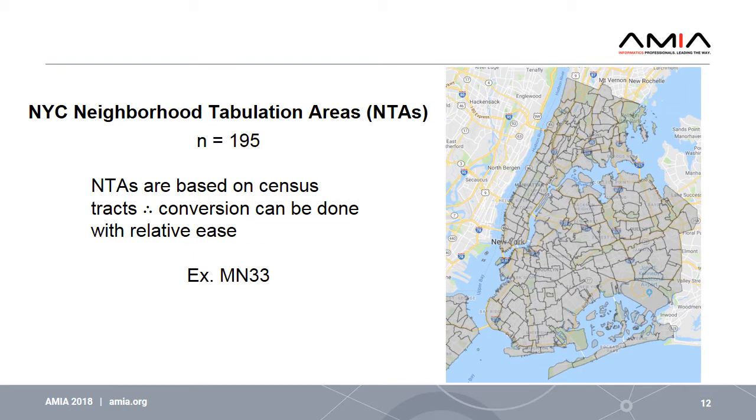Similarly here, you'll see New York City neighborhood tabulation areas, which were generated by the New York City Department of Planning. There's only 195 NTAs. And NTAs are based on census tracts. Therefore, conversion can be done with relative ease between census tracts and NTAs, meaning that if data is collected in one or the other, you could translate it to either or.